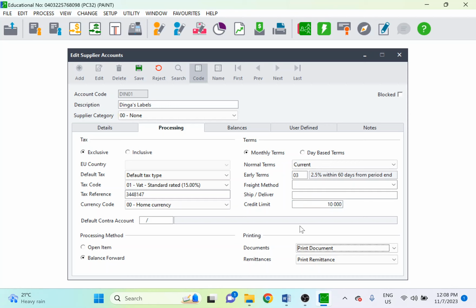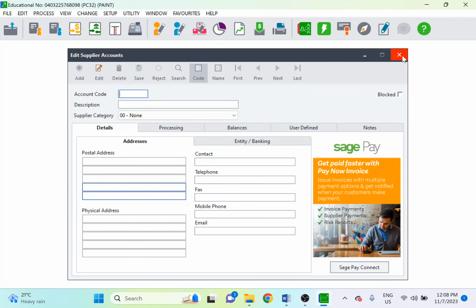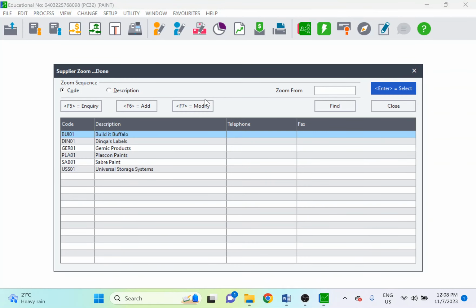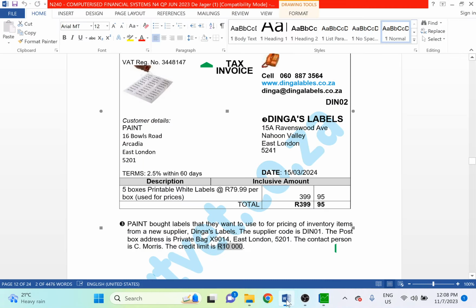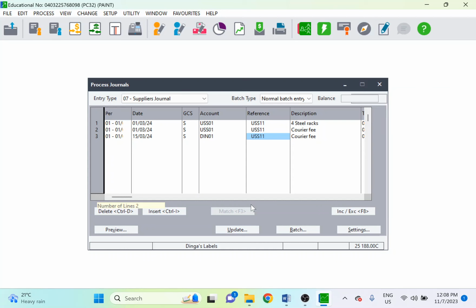And then we are done creating our supplier. Then we go to save. Close edit supplier accounts. Select Dinga. And then reference for Dinga. Document number it's DIN02. Dinga, what are we buying? 5 boxes.